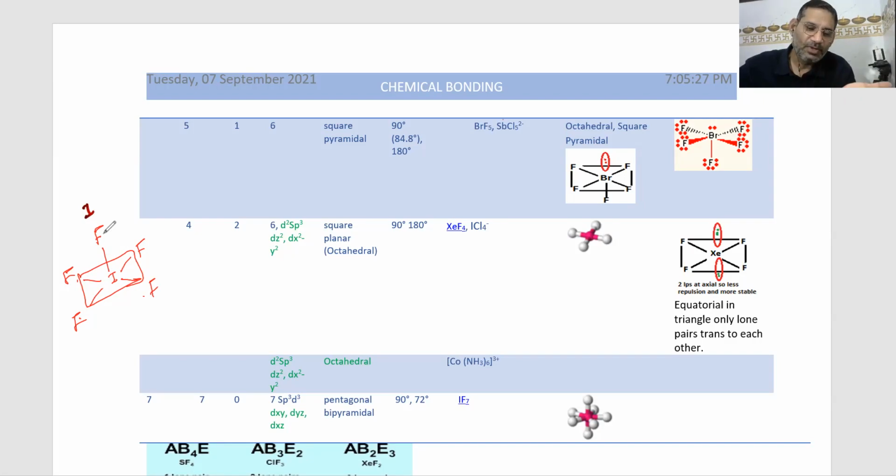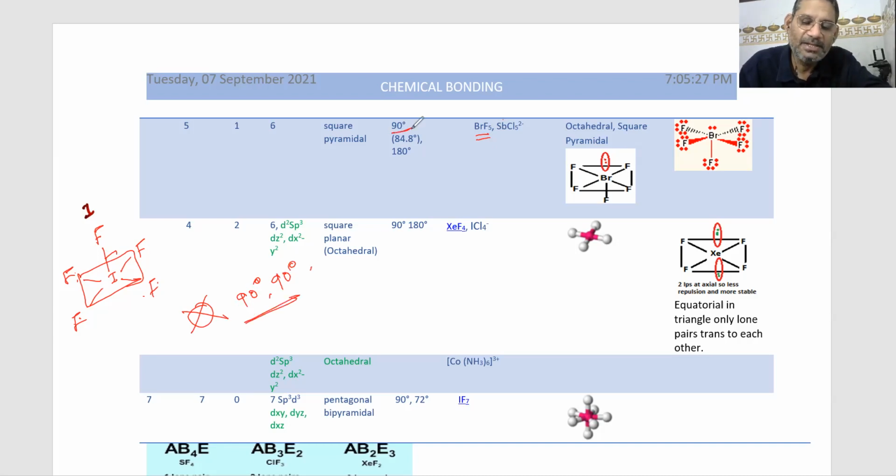So on the plane, these four are there on the same plane, and one F will be perpendicular to that plane, towards the observer. One can also be away from the observer, but it is not in this case. So this is IF5, or you can say BrF5. See, these four angles will be 90 degree, and this will also be 90 degree. So bond angle will be 90 degree.